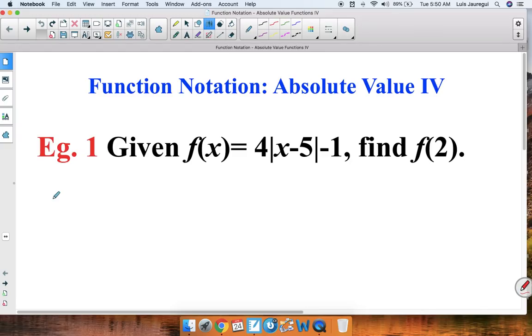Welcome. In this particular video, we'll be analyzing function notation, absolute value, part 4. Let's take a look at our first example.